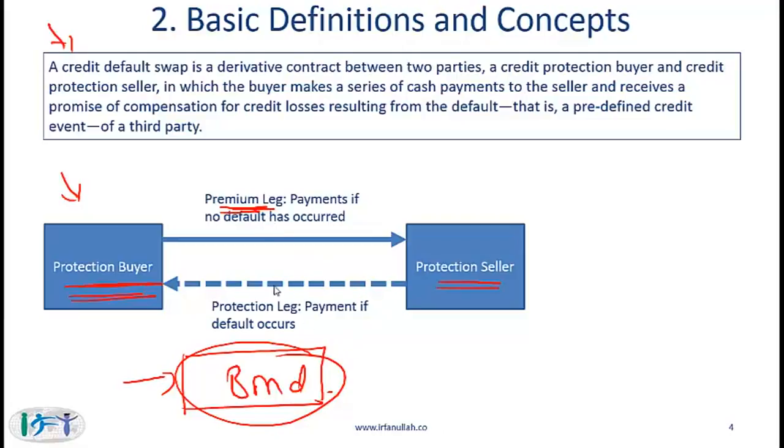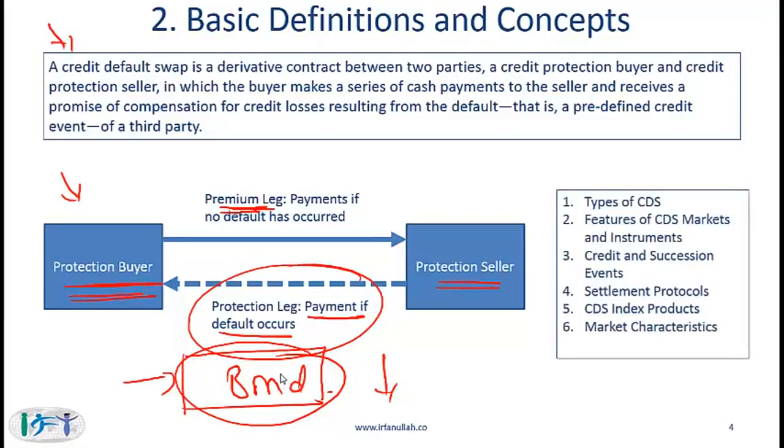This segment at the bottom, the dashed line, is called the protection leg. If there is a credit event, in other words, there is some sort of a default and the value of the bond goes down, then the CDS can be exercised and the protection seller will need to make a payment. This payment is therefore also called a contingent payment because it is contingent on the credit event happening. And that is emphasized over here. The payment happens if the default occurs.